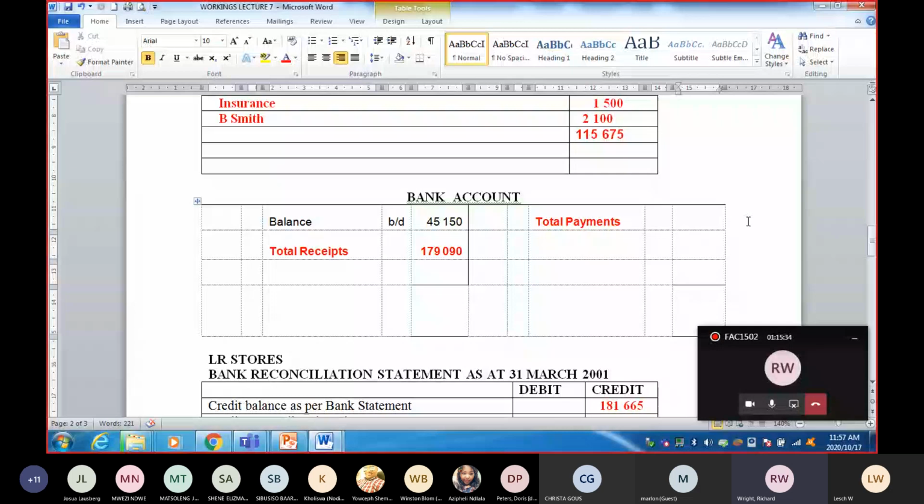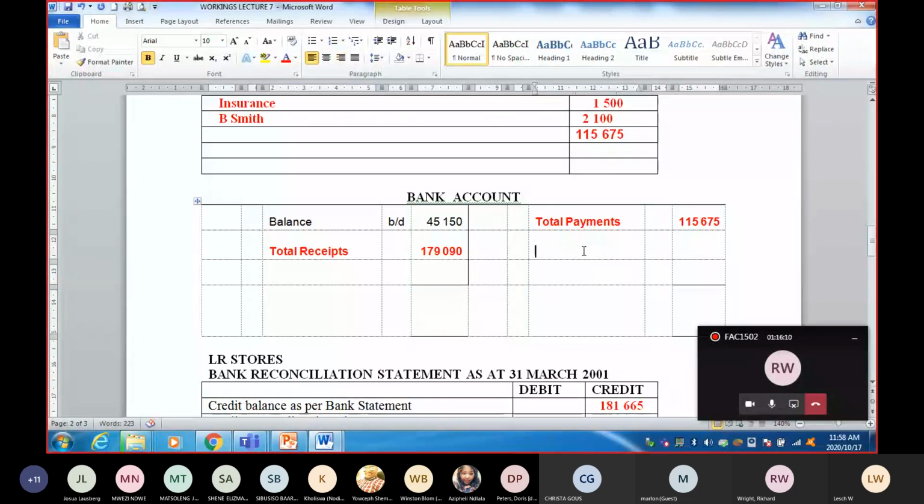Right, students, sorry for that. Let me just repeat what we have done. We have taken the cash receipts journal. The new total in the cash receipts journal is now 179,090. We've transferred this now to the bank account in the ledger. And on the debit side, we will write there total receipts 179,090. The new amount now of our payments is 115,675. That is the updated amount of the total payments now.